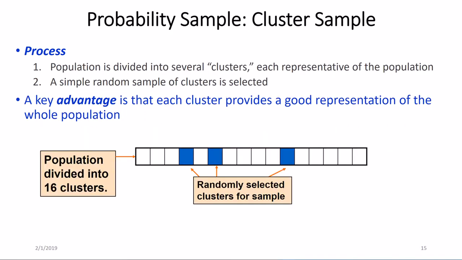The last type of probability samples is cluster sample. For cluster sampling, first the population is divided into several clusters, each representative of the population, and then later a simple random sample of clusters is selected. The key advantage is that each cluster provides a good representation of the whole population.